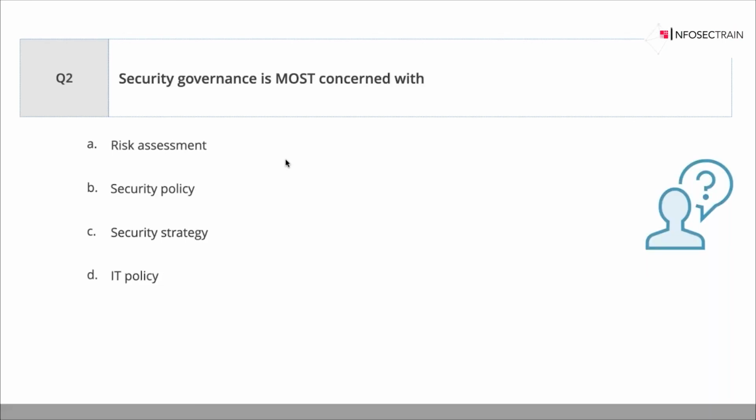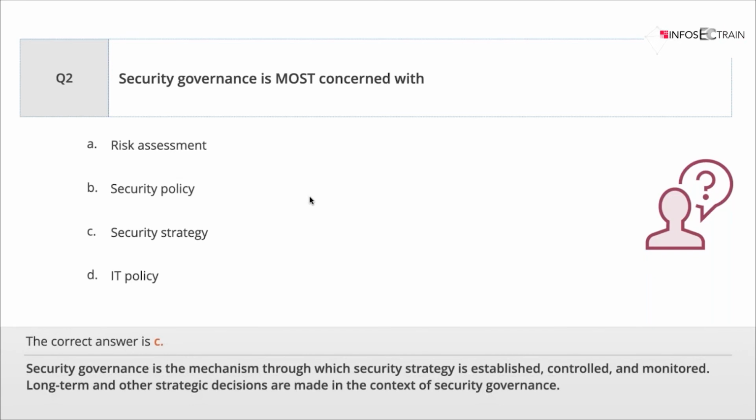Next, look at the question: what is most concerned with. Security governance will cover all of these things. When you talk about governance, we look at policies, risk assessments, strategies and so on. But the question is, which of these is most important in security governance? As part of security governance, we will create security policies and perform risk assessments. But the most important thing here is having that security strategy in place. That's the most important factor.